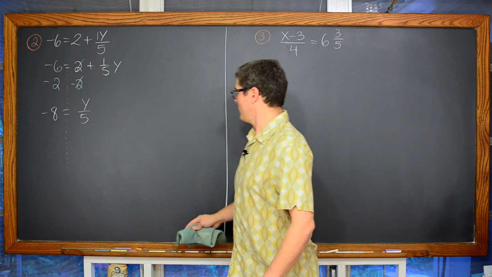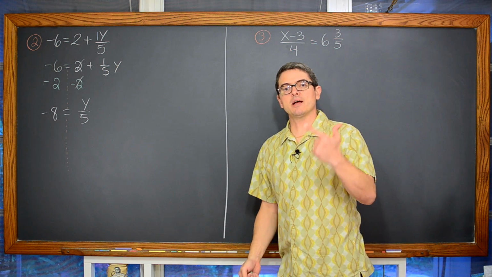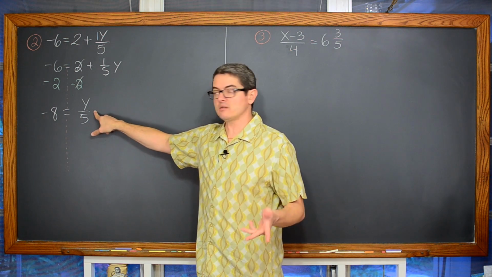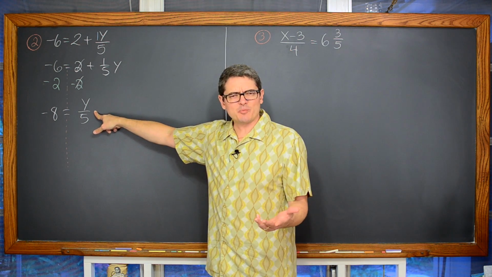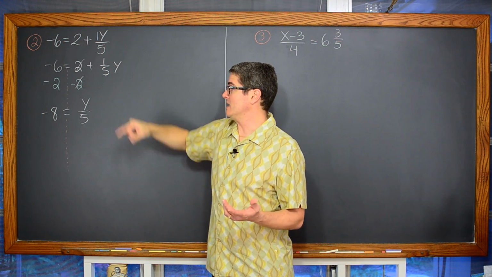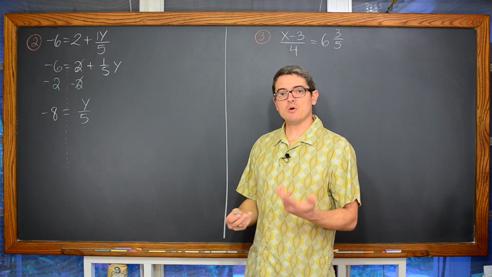Now we have 4 basic arithmetic operations: addition, subtraction, multiplication, and division. And y over 5, that's not an addition, that's not a subtraction, that's not a multiplication. When it's out front touching, that's a division. And the opposite of dividing by 5 is multiplying by 5.